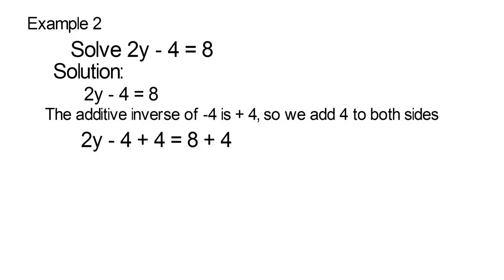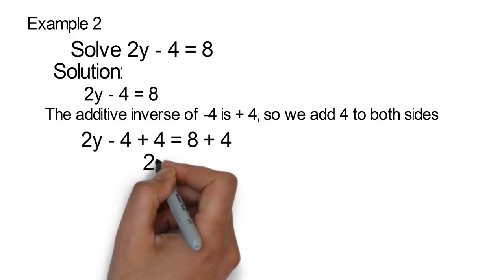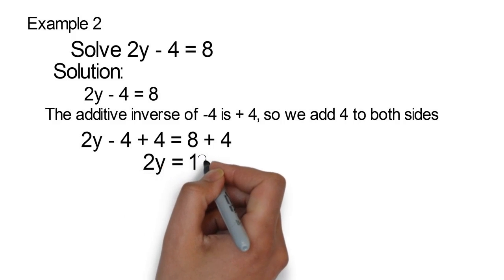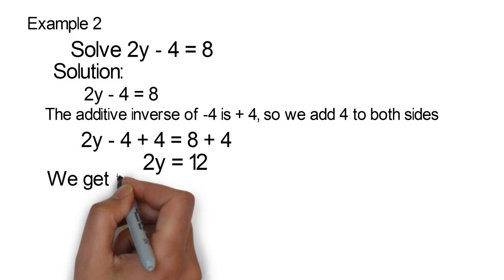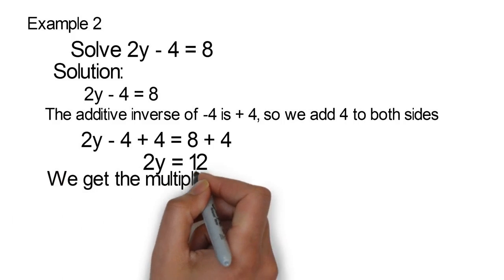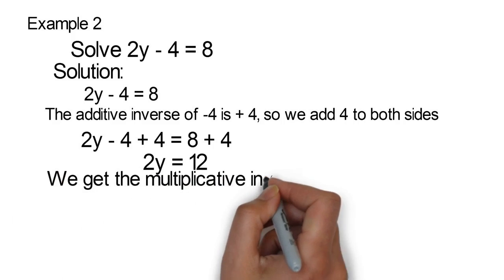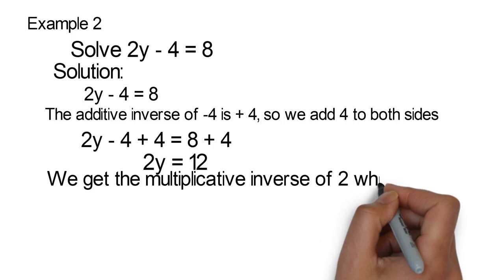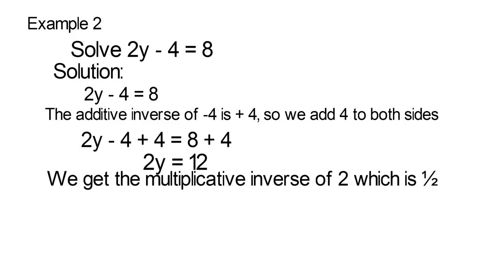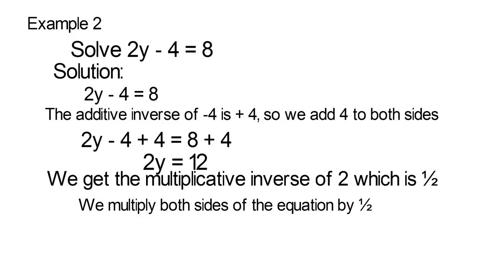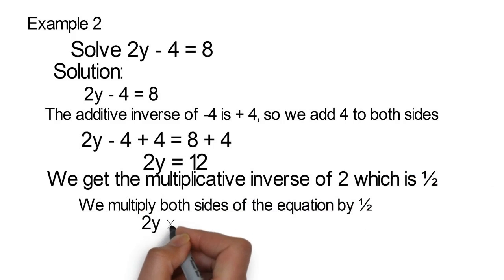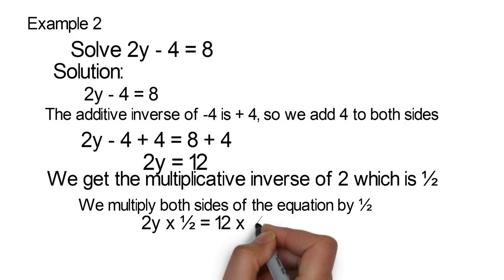So minus 4 plus 4 will eliminate itself. So I have 2y is equal to, what is 8 plus 4? 12. So I have 2y is equal to 12. So here, to solve this further, we have to get the multiplicative inverse of 2 because 2 is the coefficient of y. So the multiplicative inverse of 2 is 1 over 2. So we multiply both sides of the equation by 1 over 2. So I have 2y times 1 over 2 equals 12 times 1 over 2.